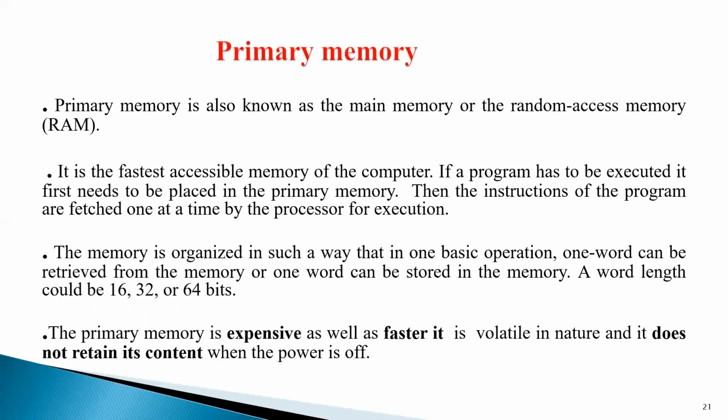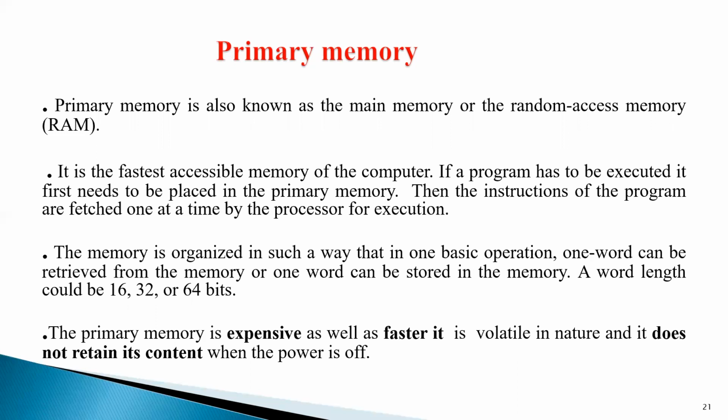What is primary memory? Primary memory is also known as the main memory or random access memory, RAM. It is the fastest accessible memory of the computer. If a program has to be executed, it first needs to be placed in the primary memory. Then the instructions of the program are fetched one at a time by the processor for execution. The memory is organized in such a way that in one basic operation, one word can be retrieved from memory or one word can be stored in the memory.